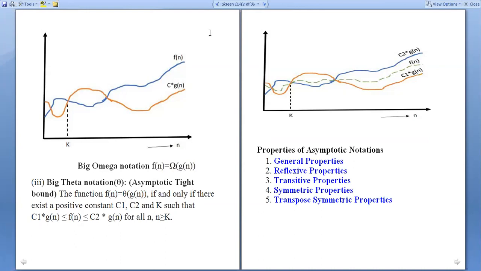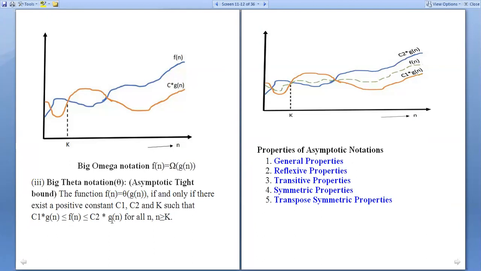there exist positive constants C1, C2 and K. C1 is one constant value, C2 is another constant, K is another constant, such that C1 star g of n and C2 star g of n, in between that, our function f of n is there. Function f of n is in between C1 star g of n and C2 star g of n.